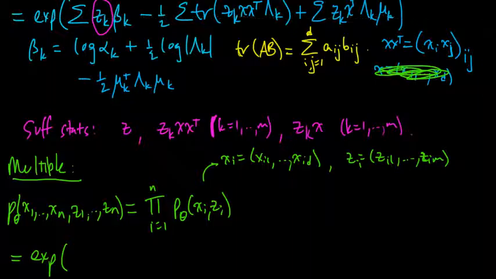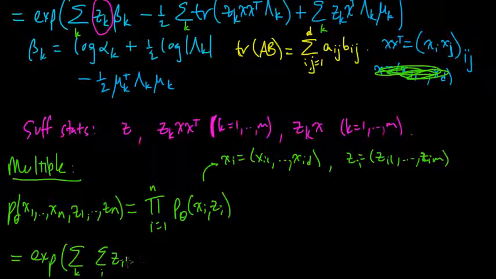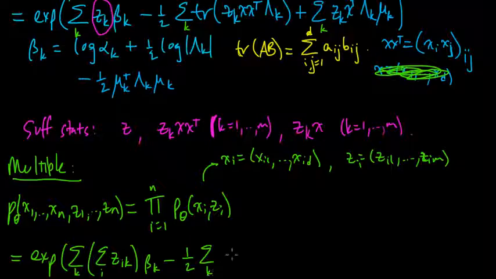Okay, maybe that's a little better. So this is the sum now. That was k, k, and k. Now we also have a sum over i, so let's go ahead and move that in. So we have k, and now we have the sum over i, z_ik, beta_k, minus 1/2, sum over k.